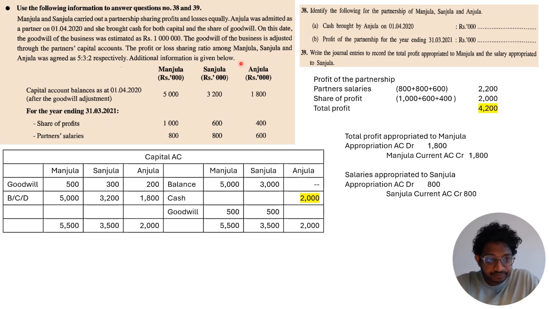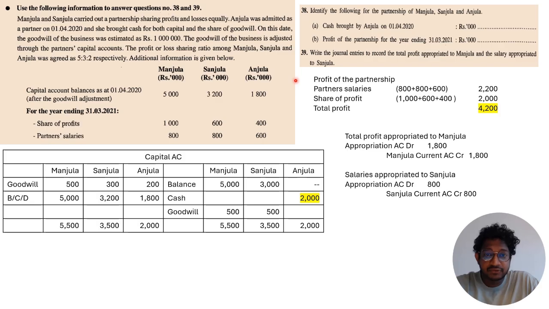And here, the capital balances as at 1st of April 2022 are given after the goodwill adjustments. So these balances are given after the goodwill adjustment. And for the year ending, share of profit and partner salaries are also given, right? They are asking to identify the cash brought by Anjula and the profit of the partnership for the year ending, and write the journal entries to record the total profit appropriated to Manjula and salary appropriated to Sanjula, right?